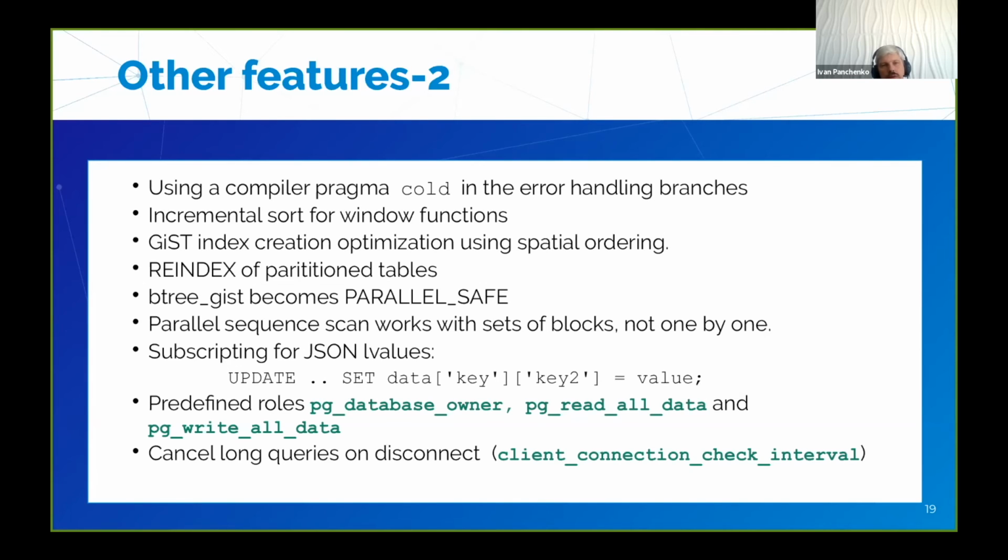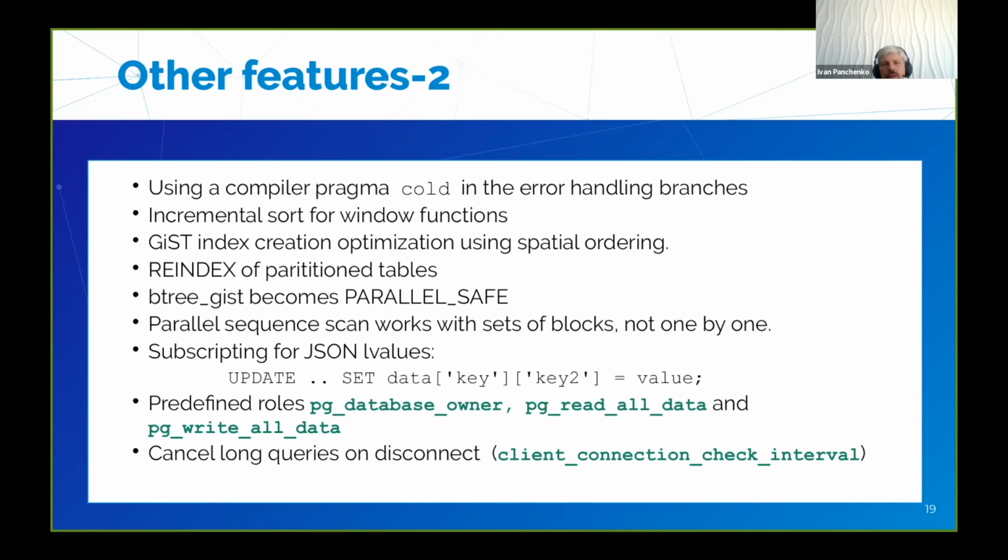Incremental sorting is used inside window functions. There is some optimization of GiST index creation. By the way, there will be a talk about this at PGConf Russia at the end of October. Reindexing partitioned tables. B-tree and GiST are now parallel safe and can be used in parallel queries. Very good for spatial queries.